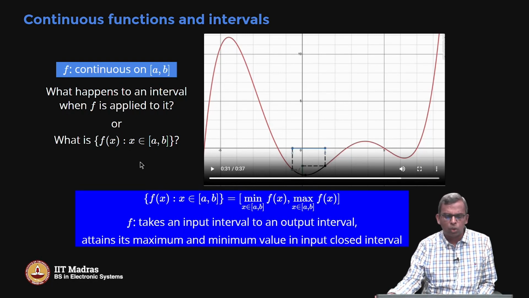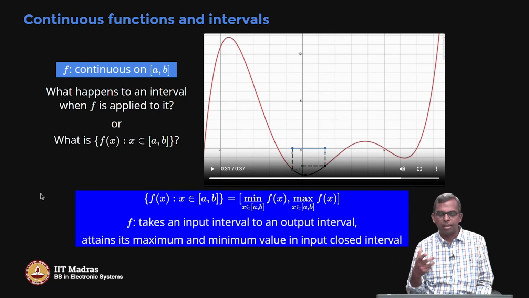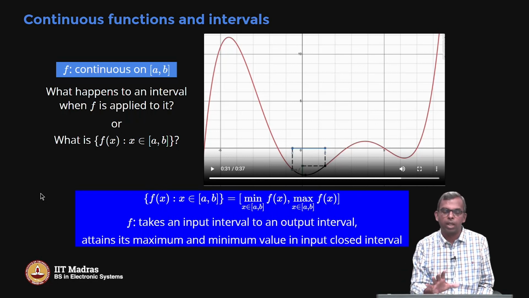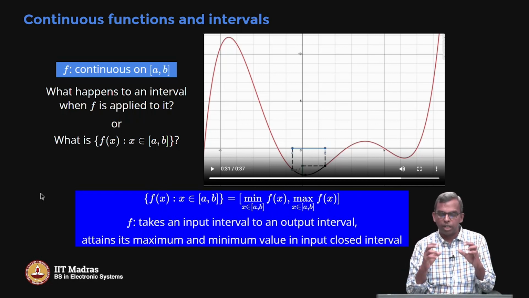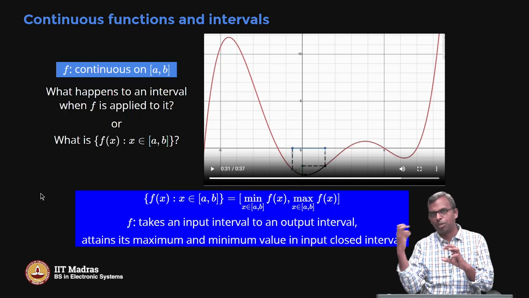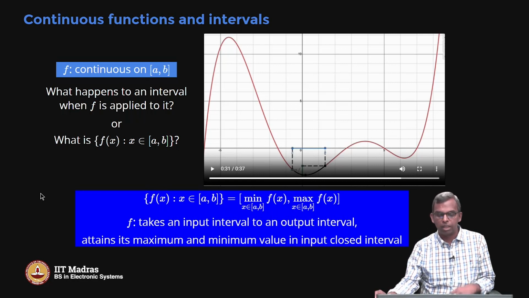Okay, so this is a crucial result, and we will not prove this result in this class. The proof is very technical. In fact, it appeals to one of the basic axioms of real numbers and all that, which we are not studying formally here. So we'll just accept this. Okay, so a continuous function is going to take a closed interval to the min of f in that interval, comma, max of f in that interval. So minimum and maximum are both attained in the interval for a continuous function.